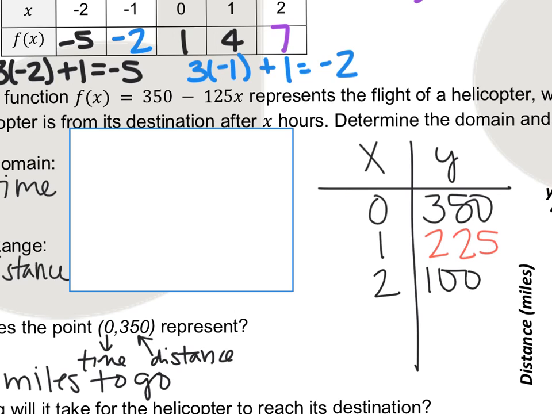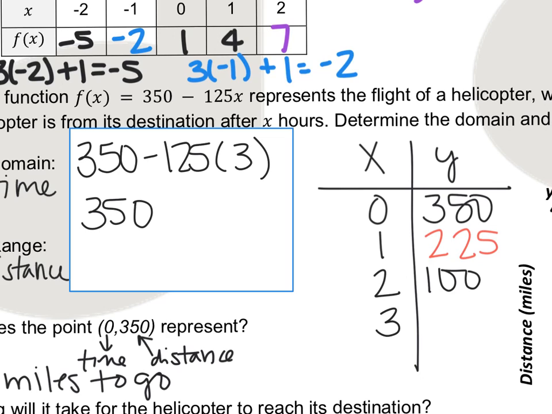So I still haven't quite reached my destination yet, because I'll know when I reach my destination when I hit 0. So let's figure out about 3 hours. So if we do 350 minus 125 times 3, that's going to be 350 minus 375, which is going to be negative 25. So that means we've gone too far. So we're going to hit the ground somewhere between 2 and 3.